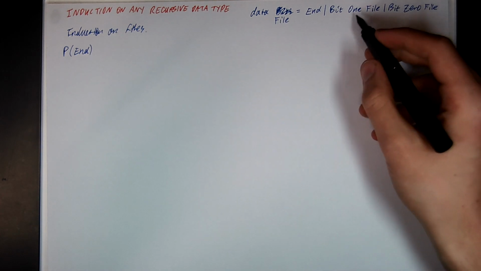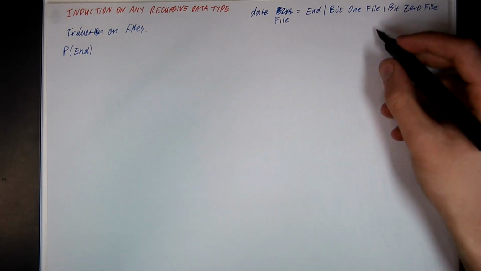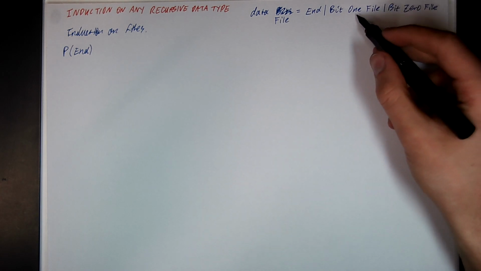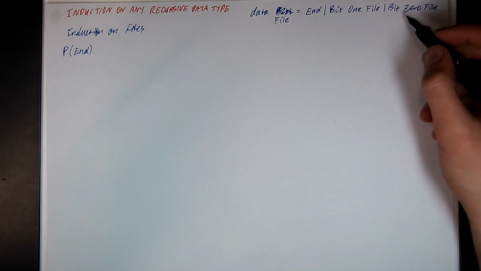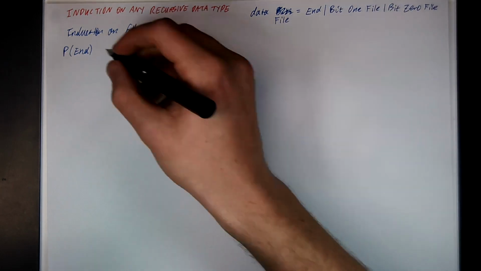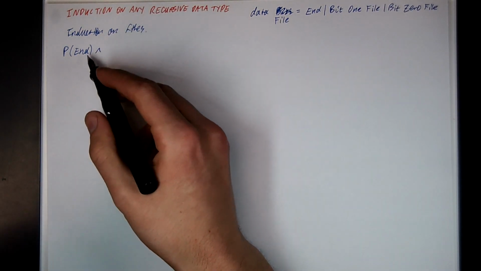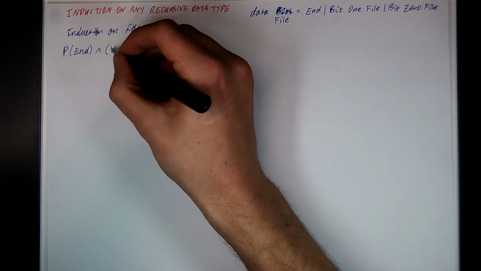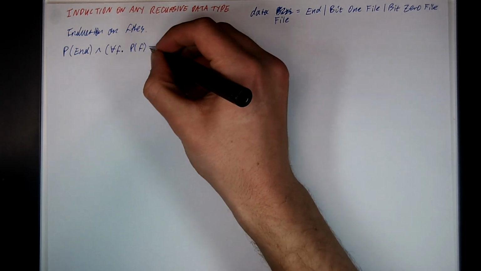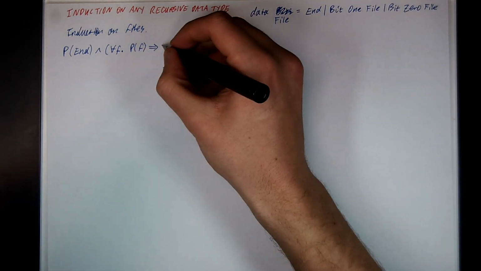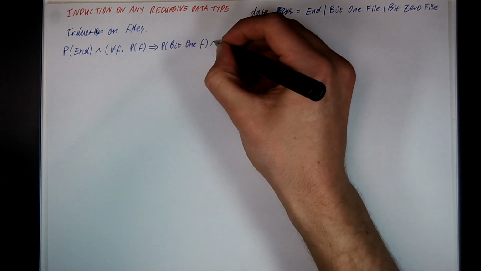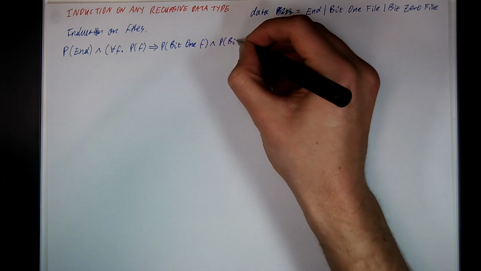And now for the step case, what do I have to assume? Well, the idea is I want to assume it to be true for a file and then prove it to be true if the file's got a 1 added or a 0 added, because any file can be built out of smaller files with a 1 or a 0, right? So I want to prove the property true for end, and I want to prove that for any file f, I assume it to be true for the file f, and then I prove it to be true for that file with a 1 added on the front, and I need to prove it to be true for that file with a 0 added on the front.